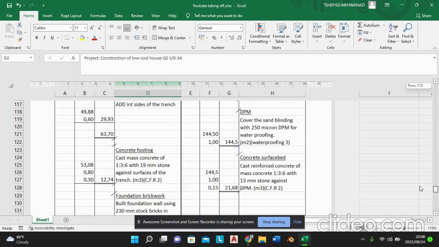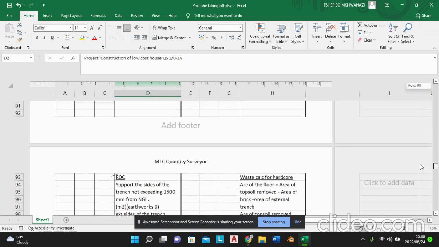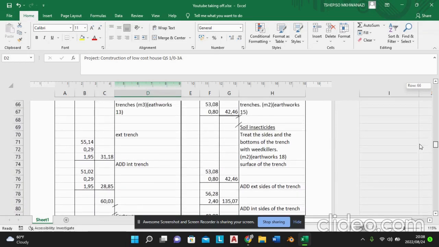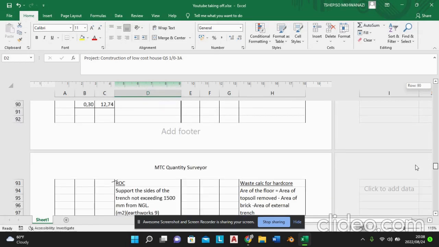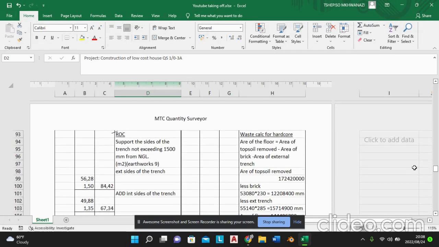Last time I have already done the floors. Last time we did risk of collapse. Where is it? Yeah, we ended here. We did the risk of collapse. We separated the size of the trench not exceeding 1.5 meters. We do our risk of collapse in categories of 1.5 meters.